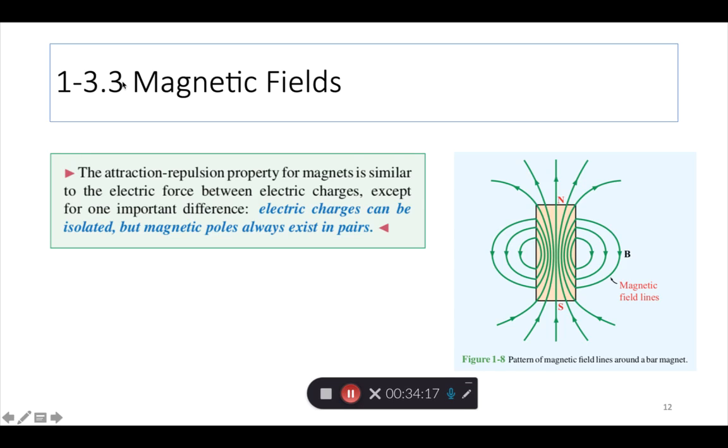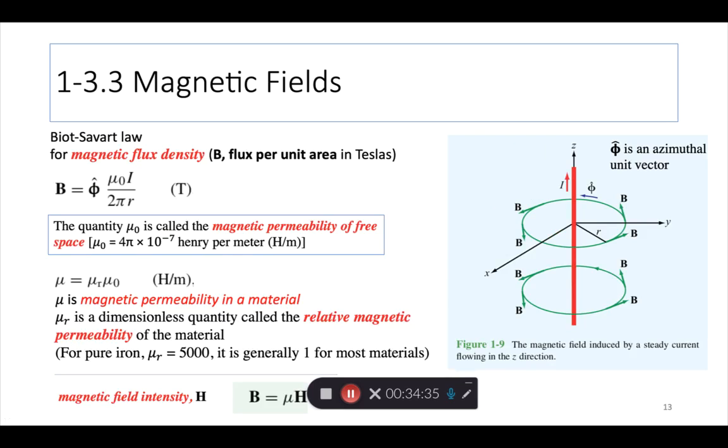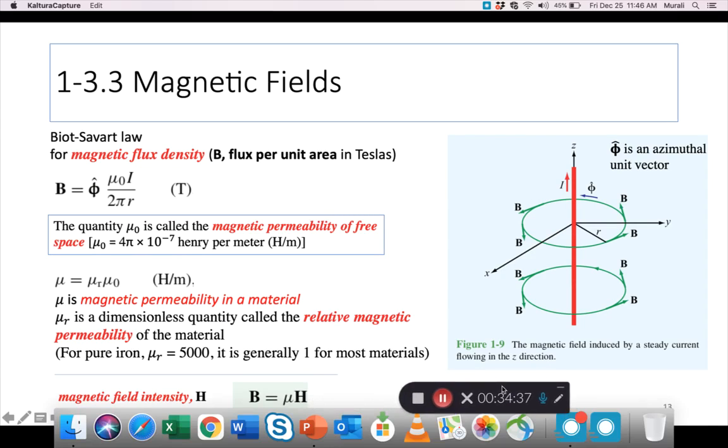Similarly, we now look at magnetic fields. That's the next topic, slide 13. Now again, drawings like this, magnetic field, I'm sure you have seen this. I don't want to spend too much time on this. One important factor is that magnetic poles, the north and south, always exist in pairs, right? You cannot have only one.